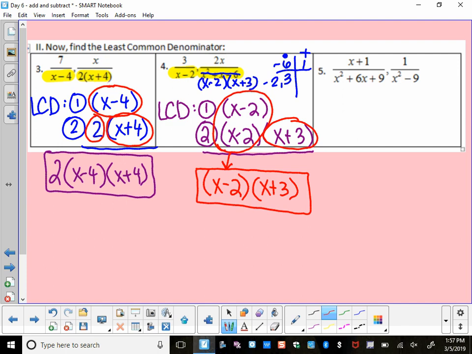Alright, number 5. Look at my denominators. I need to factor my first denominator, so I need 2 numbers that multiply to give me 9 and add to give me 6. What are my options? 3 and 3, right? Everything is going to be positive. So I can write x plus 3, x plus 3.